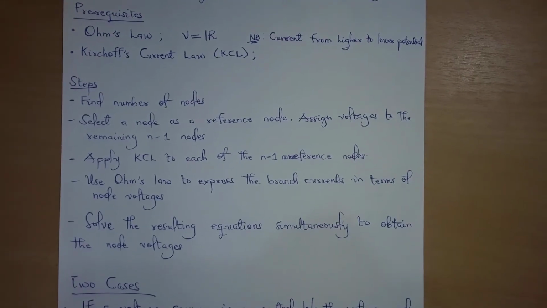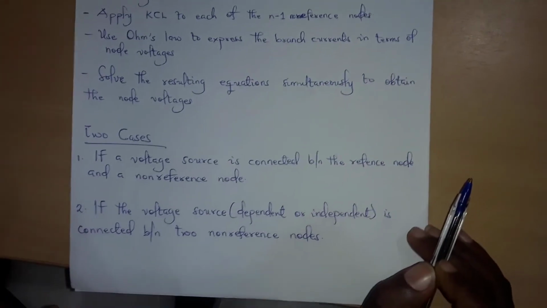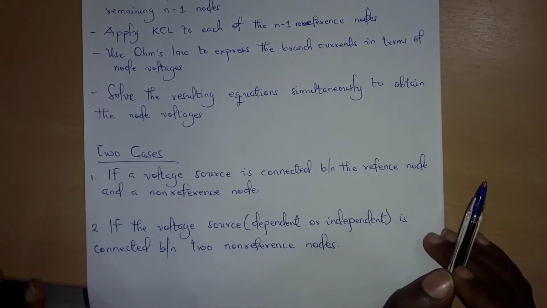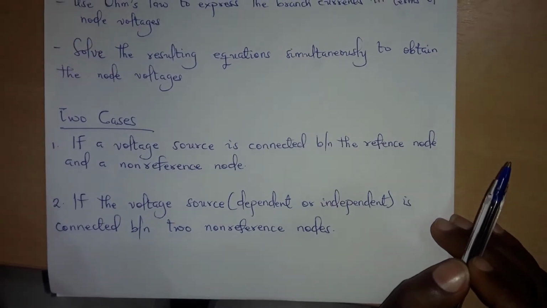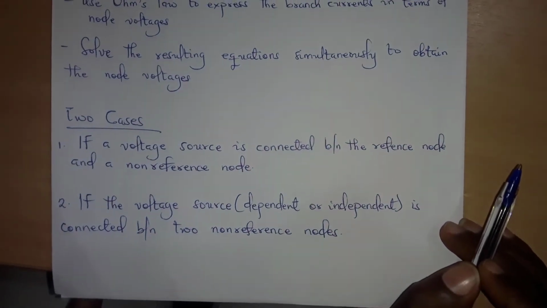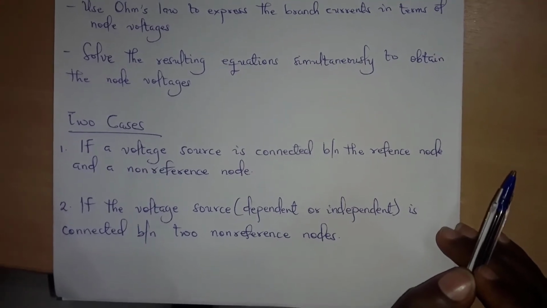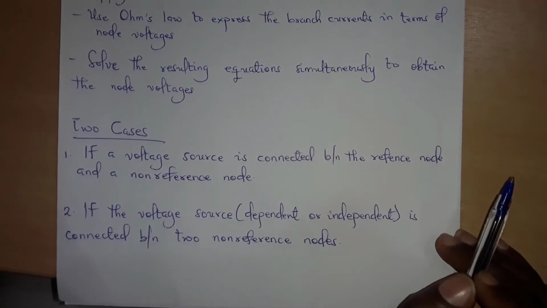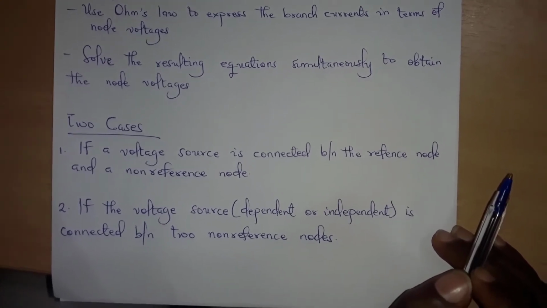Now for nodal analysis, we have two cases, nodal analysis with voltage sources. The first one is if a voltage source is connected between a reference node and a non-reference node. And then the second one is if the voltage source is connected between two non-reference nodes. But for this tutorial, we are going to look at just the first case, if a voltage source is connected between a reference node and a non-reference node.